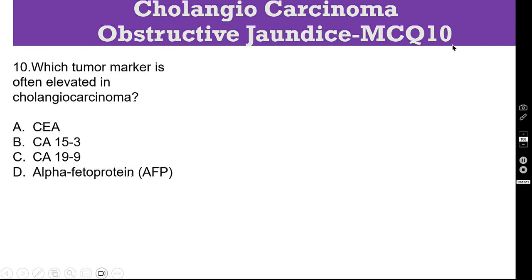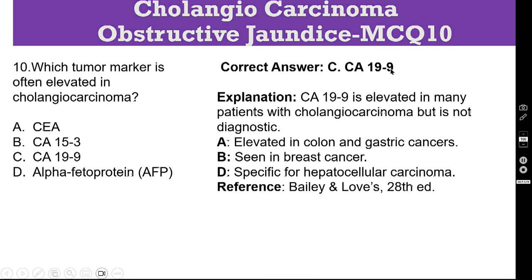Coming to MCQ number 10, which tumor marker is often elevated in cholangiocarcinoma? A. CEA, B. CA15-3, C. CA19-9, and D. alpha fetoprotein. Of course, the correct answer is C. CA19-9. CA19-9 is elevated in many patients with cholangiocarcinoma, but is not diagnostic.